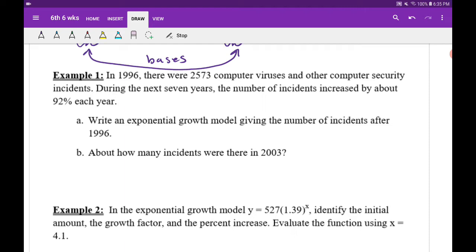All right, so we're going to do two parts. A, write an initial growth model. Again, just make the equation given the number of incidents after 1996. And then B, about how many incidents were there in 2003?